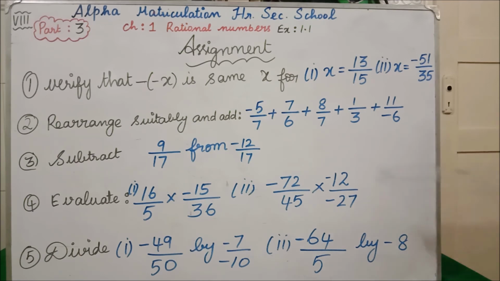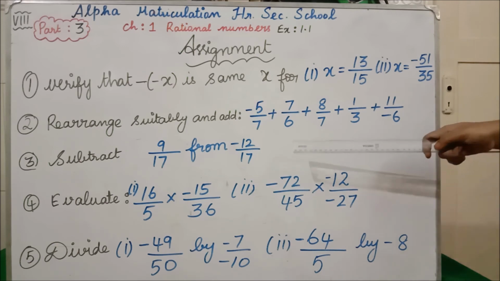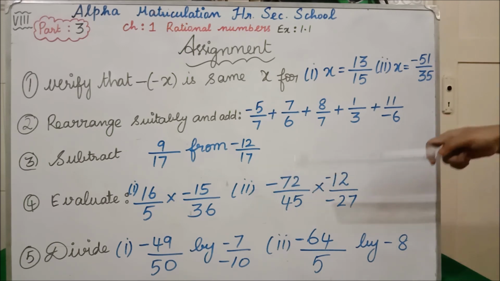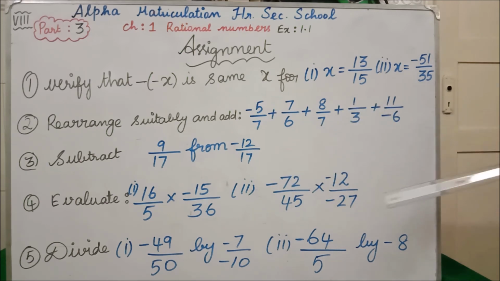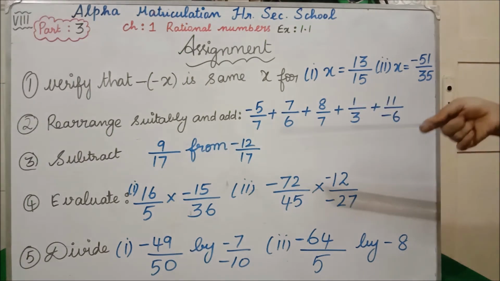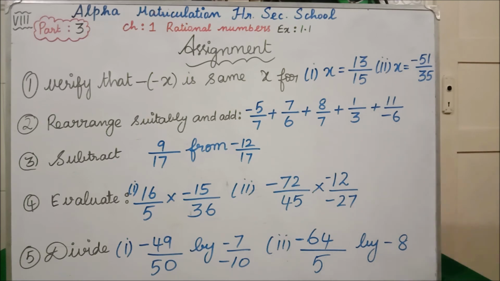Clear? Third question is subtract. For subtraction, whichever number is given after 'from', that number you have to write first. What do you have to write? Minus 12 by 17 minus 9 divided by 17. You have to write that. Clear? Since both the denominators are the same, it is easy for you to subtract directly. You do not need to take any LCM or do any cross multiplication. You can directly subtract and find the answer.